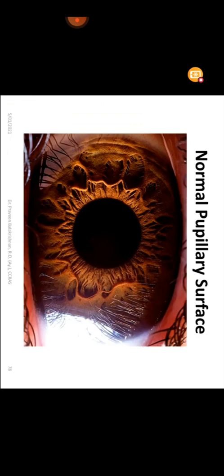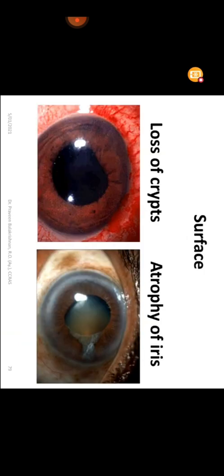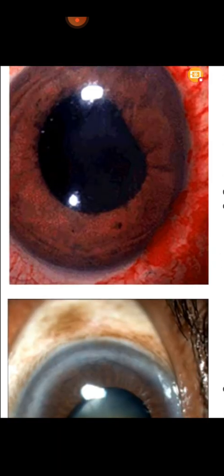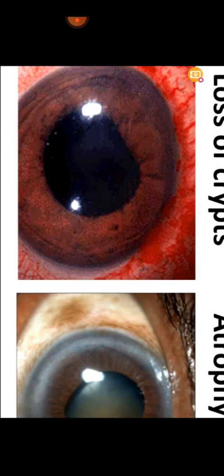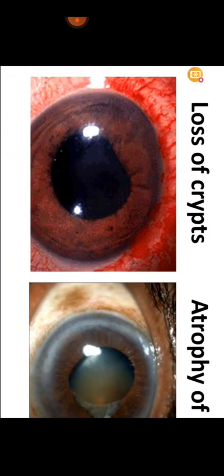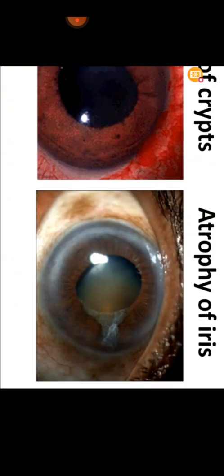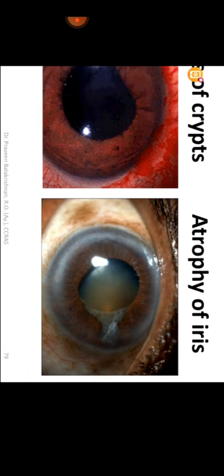Now, this is how a normal pupillary surface and iris surface look. This is the pupil; the hole that is made is the pupil. You can see the collarette, and there are crypts, which are the holes called crypts. This is seen in a normal iris. In this picture there is no collarette and there are no crypts; everything has been lost, and the iris appears muddy. This is called loss of crypts, and it is usually seen in iridocyclitis. In atrophy of the iris, you can see some grayish, hypocolored areas.